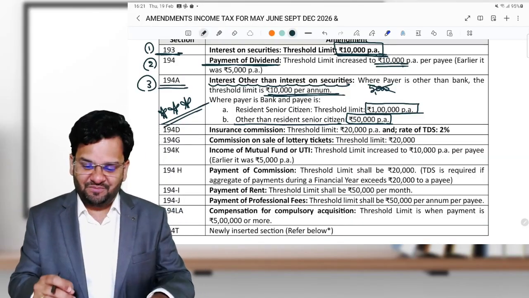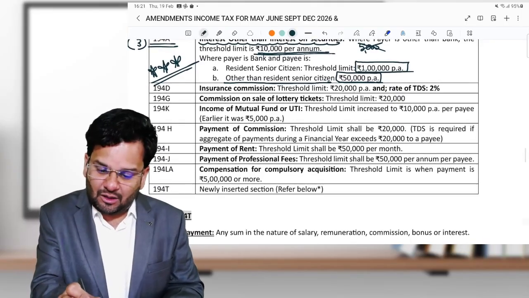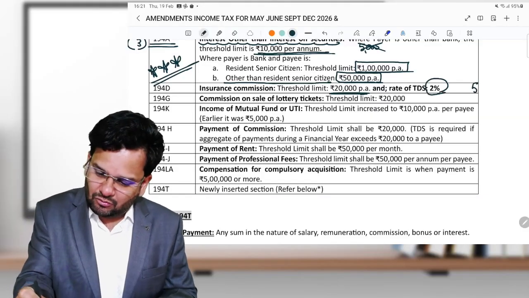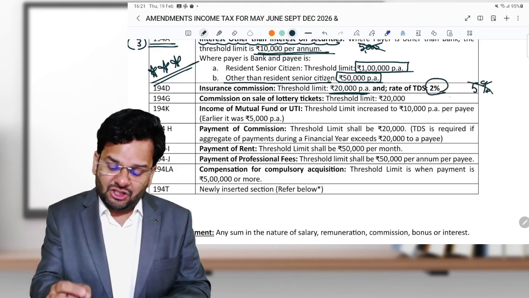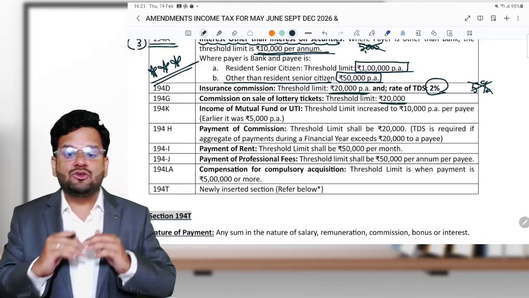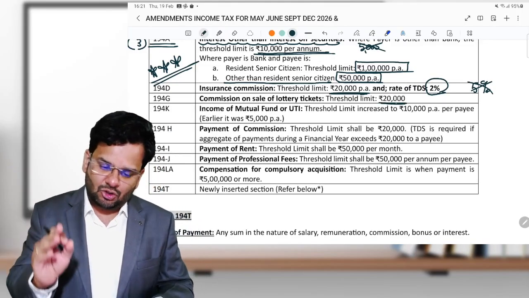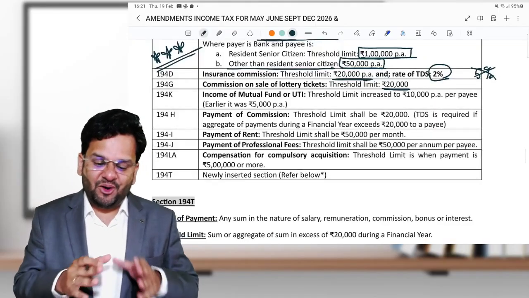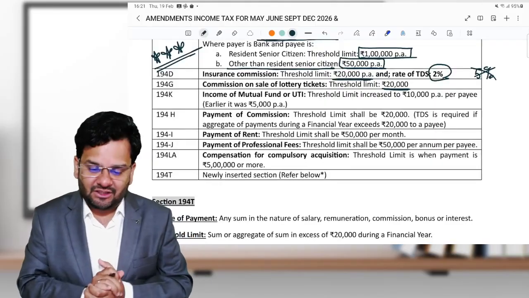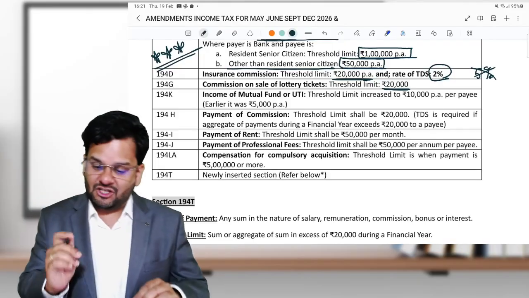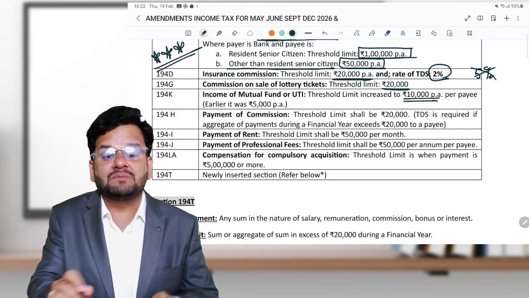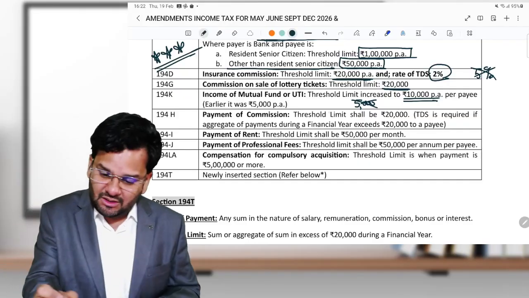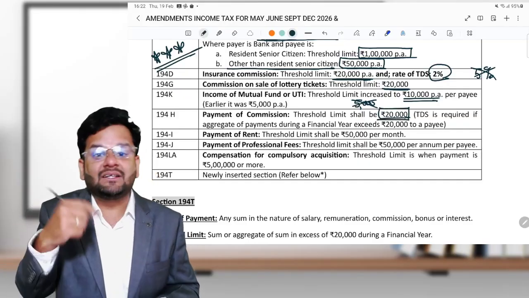Then insurance commission, earlier threshold limit was 15,000, now it is 20,000, and the rate of TDS is 2%. Earlier it was 5%. Commission on sale of lottery tickets, again the annual per payee threshold limit is 20,000. Okay, not so important. Then income of mutual fund or unit trust of India, that is UTI, threshold limit is 10,000 per annum per payee. Earlier this was 5,000.